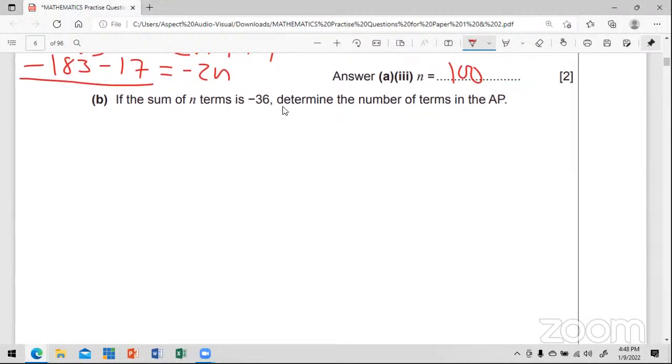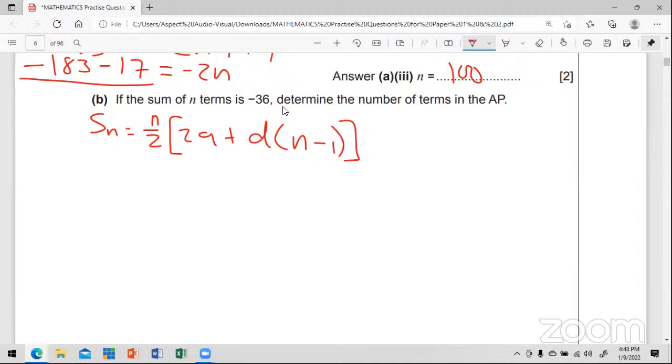Now they are saying if the sum of n terms is -36, determine the number of terms in the AP. Are we together? So we have the formula for the sum, which is Sn equals n/2. Yes. And then here you have 2a plus n minus 1 times d. I just want somebody to confirm that formula for me. Okay. Can you see the same thing?